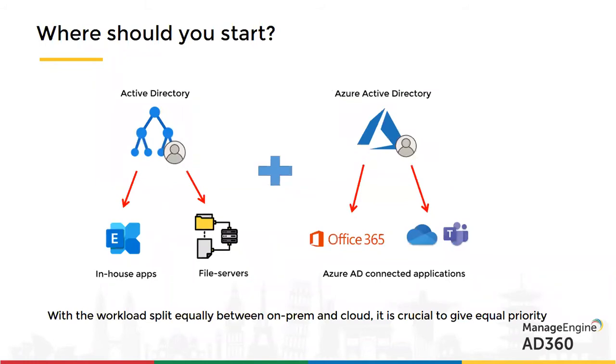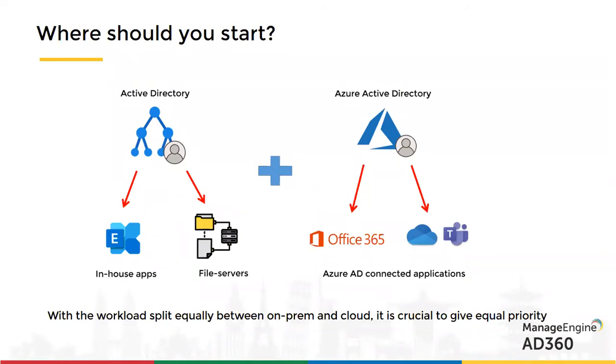Because you've got Active Directory, you've got your Active Directory resources, you've got your Active Directory applications, on-premises applications like Exchange, you've got your Windows file servers, you've got Azure, you've got Azure AD connected applications like Office 365 or Microsoft Teams or Yammer or OneDrive, etc. And like I said, it's important that we pay equal attention, that we give equal priority to both on-premise and cloud. So where would you start?